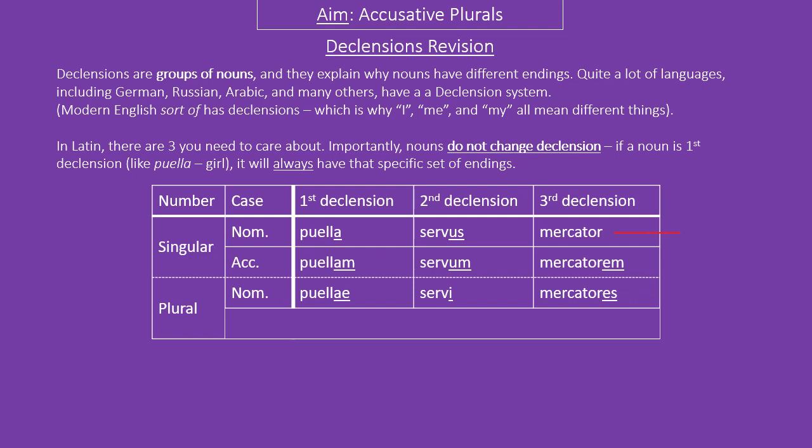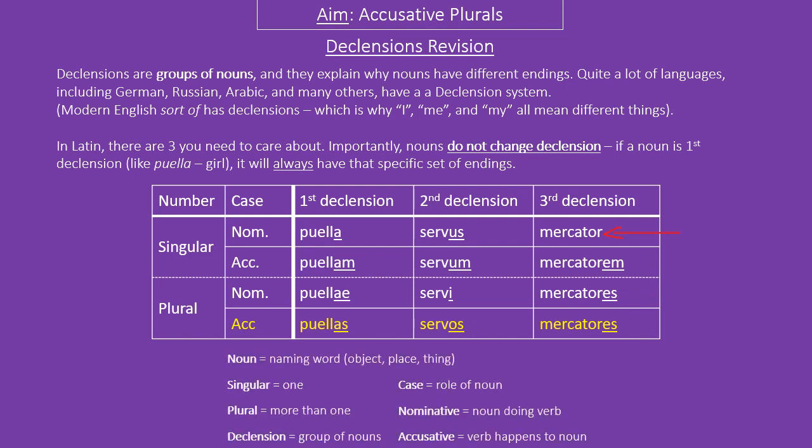Notice as well, by the way, mercator doesn't really have an ending. Third declension is a little bit weird, wherein for the later cases it does, but for the nominative singular it's just whatever that noun happens to look like au naturel. It's a bit odd. Now, as you can imagine, by the space left in the table, there is a plural. This is the new thing that's being introduced in stage 8 of the Cambridge Latin Course. So plural accusative. That's if you've got more than one thing and the action is happening to it.